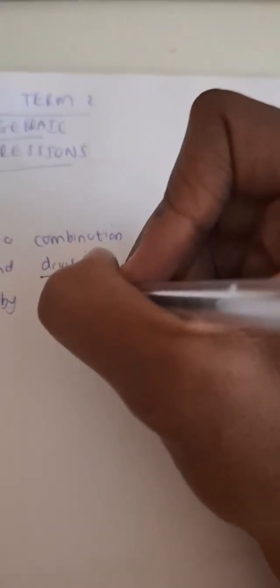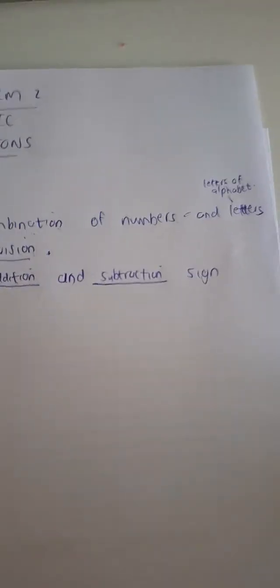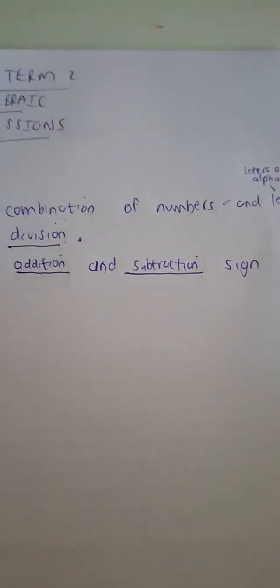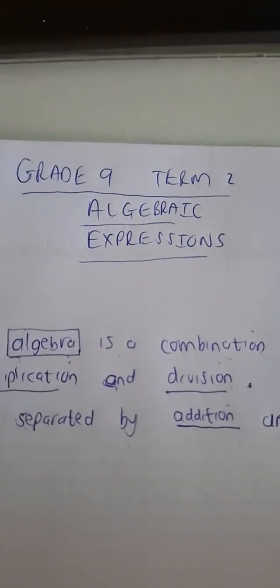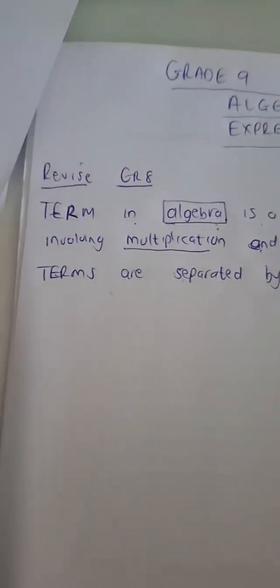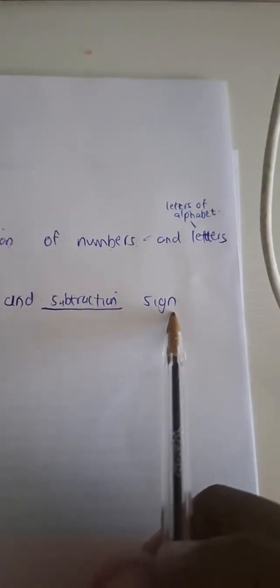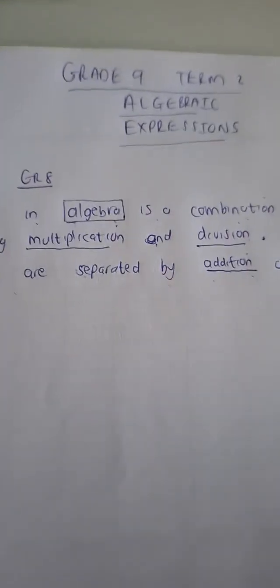Okay, I see no one is really active here. By addition and subtraction sign. This is grade 9, guys. Yes, Sandra, thank you so much. Grade 9, Term 2, guys. Grade 9 algebraic expressions, we are looking at term 2. So terms are separated by an addition and a subtraction sign. Thank you, Sandra. I can see you are active there.